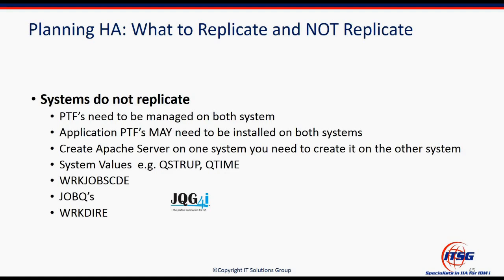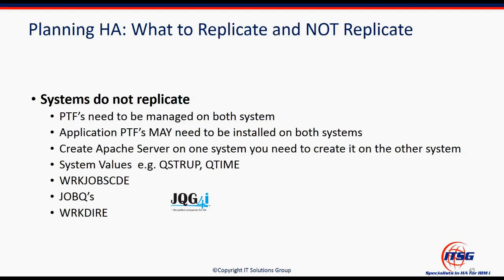System values, I'm going to pick on QSTRUPPGM, the startup program. Your startup programs are different on your two machines, so you don't want to replicate those kinds of system values. You need to be careful of that, because we surely don't want the startup program on our production machine to run on our target machine as well. It causes havoc. Job schedule entries are the same thing. If I update a job schedule entry on my production machine and I've got a job that runs on a nightly basis, I do not want that job running on my target machine. So you need to look at how you're replicating the job schedule entries.